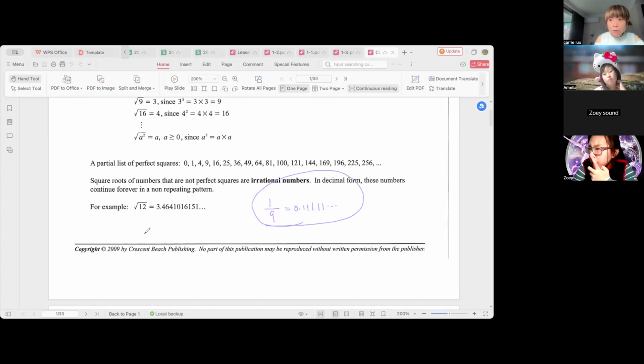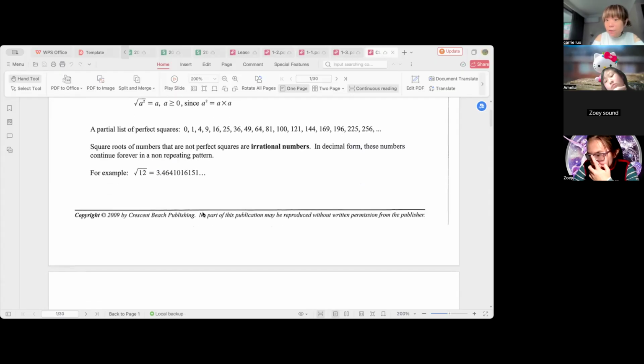Get it? And for the square root of 12, it equals 3.4641. They don't come up like a pattern. They're non-repeating. So all the numbers come up without any pattern at all. So they are unlimited decimal numbers following there. Clear?